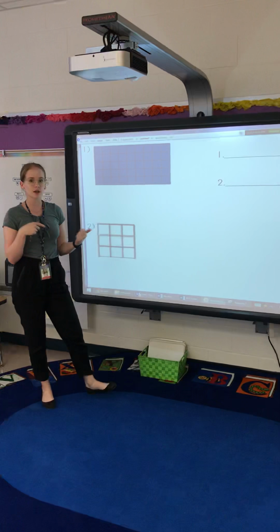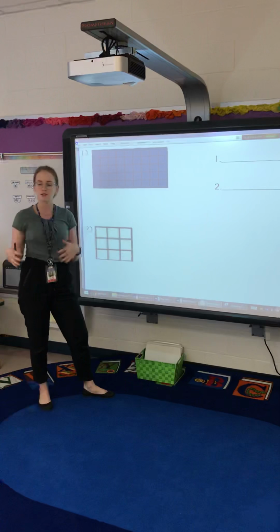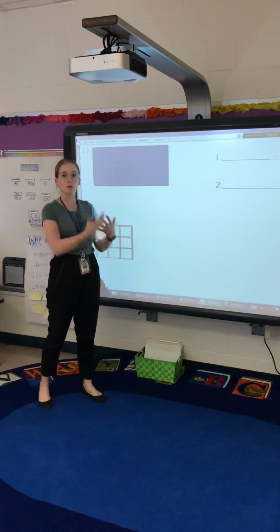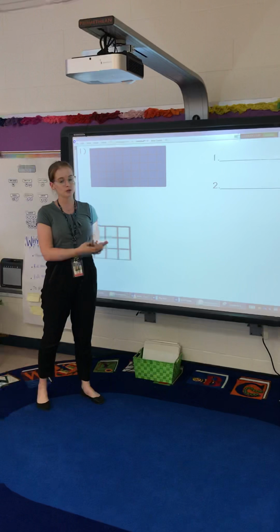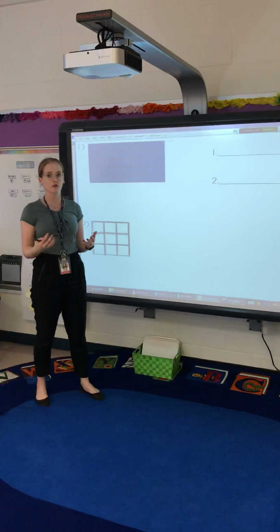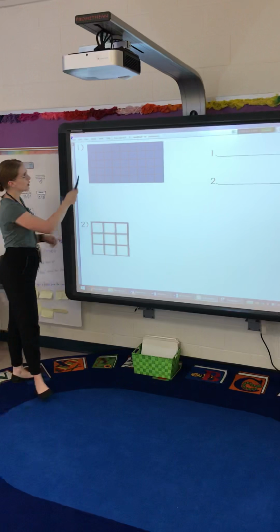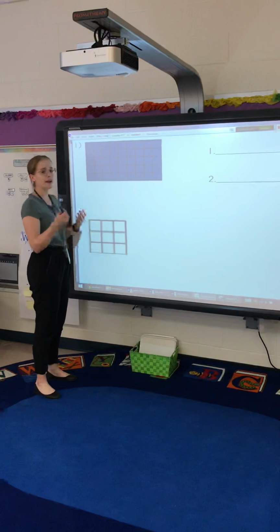Last year in second grade we did a lot of arrays where we did repeated addition. What we talked about today is how we're going to move into third grade with multiplication. If your child is doing repeated addition, that's fine, but we are representing it with a multiplication sentence, like so. For number 1, we want to find the length.